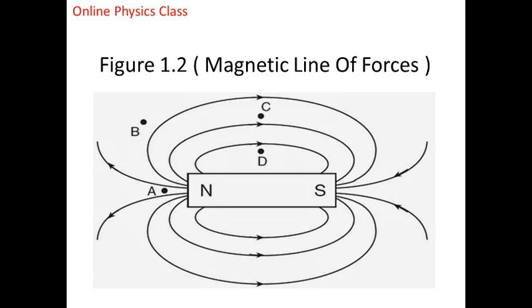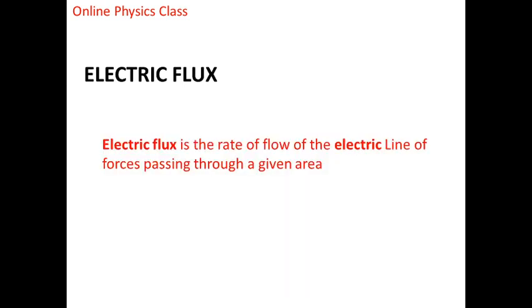We can see in this figure point A, point B, point C and point D are different points around the magnet. In a physical magnet, you can see only the north and south poles. You cannot see these lines of force physically. These are imaginary lines of force as we draw them, and A, B, C and D are different points where the magnetic forces have different strengths, depending on the magnetic flux.